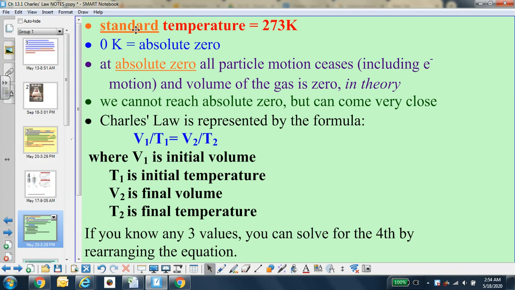Now there's only one standard temperature, and that's 273 Kelvin. There's many standard pressures, as you recall in Boyle's law.